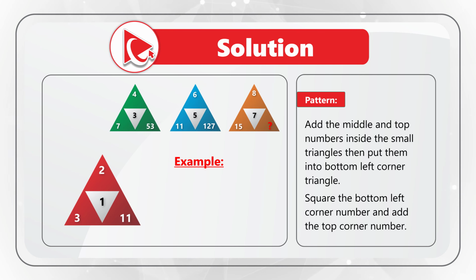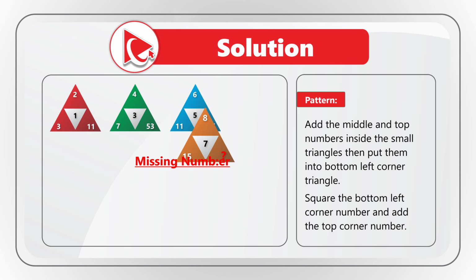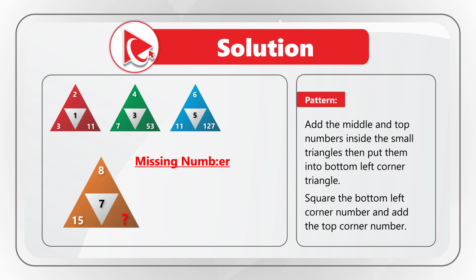Let's look at the first triangle. 2 plus 1 equals 3. 3 square equals 9. And 9 plus 2 equals 11. Armed with this information, let's find the missing number. First, let's add 8 plus 7, top and the middle numbers. 8 plus 7 equals 15. And you can confirm this calculation by looking at 15 in the bottom left corner of the triangle.